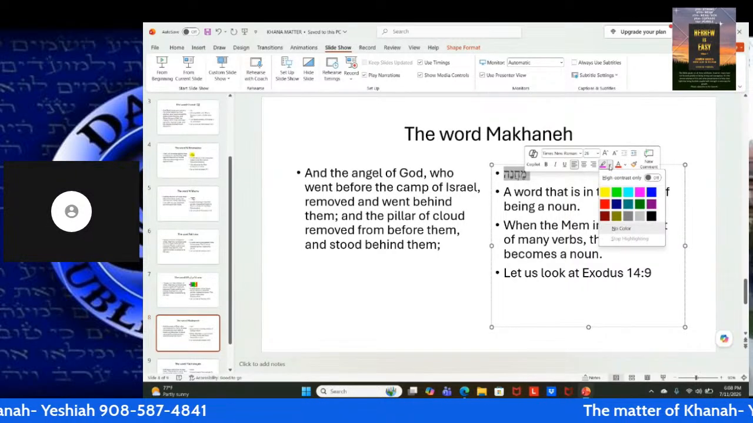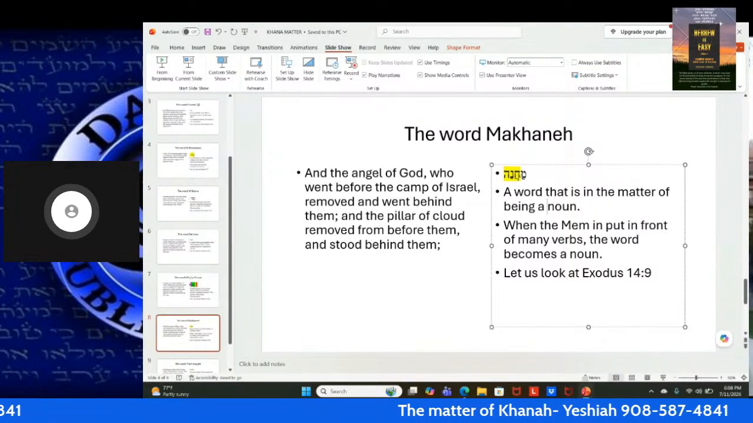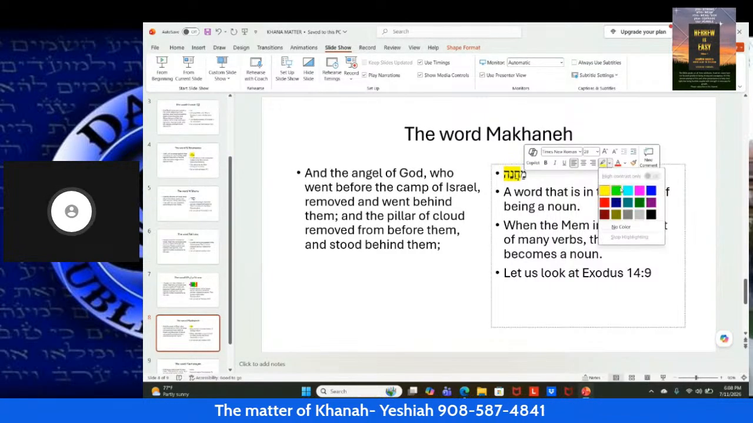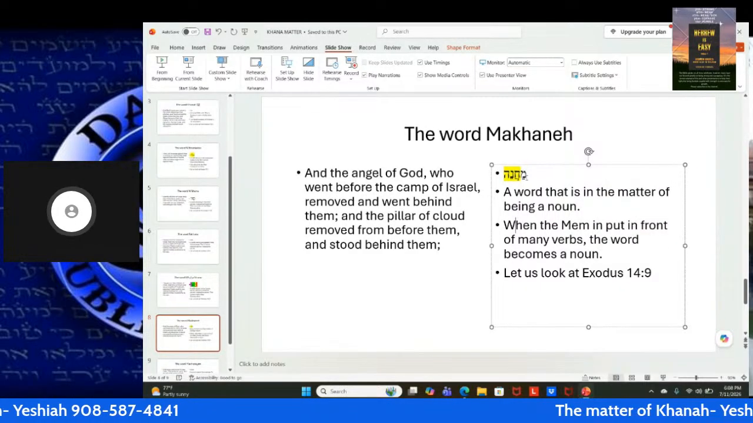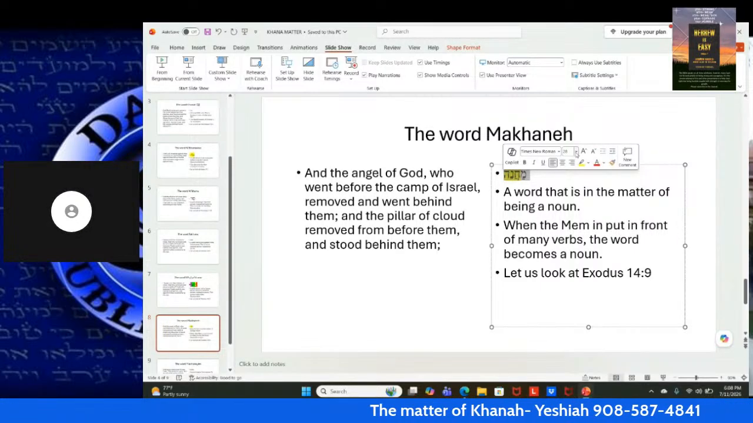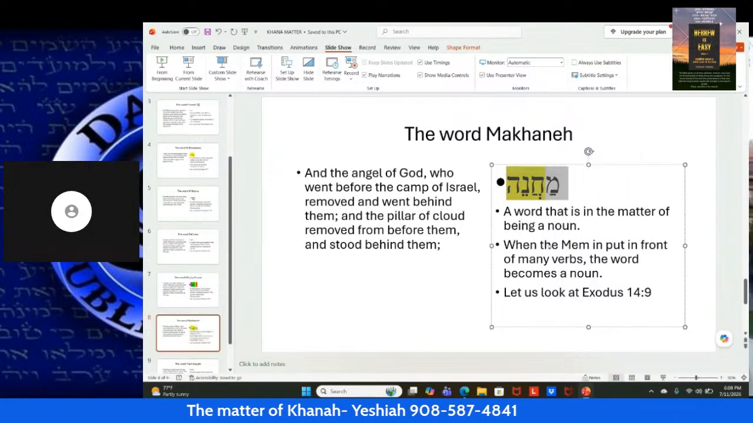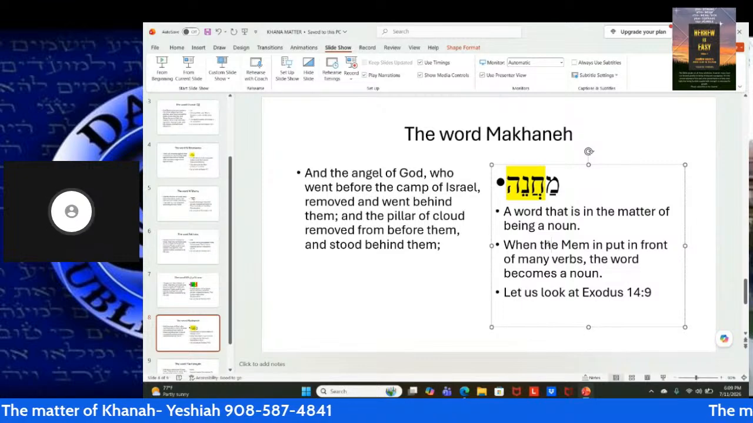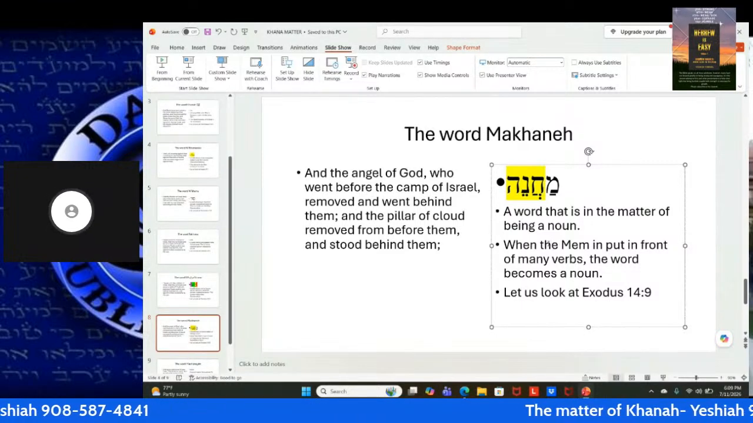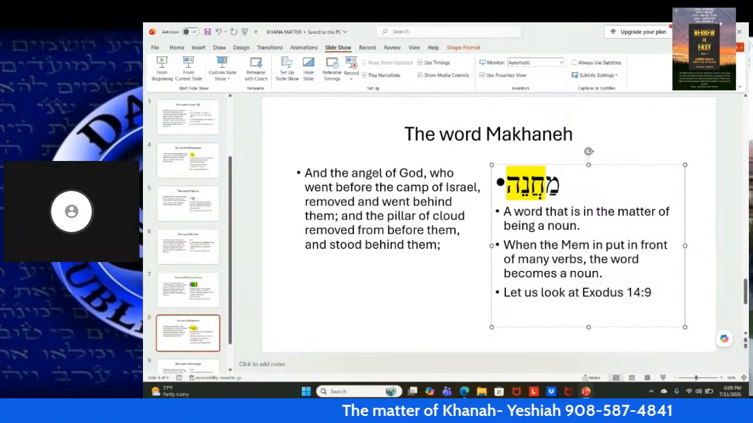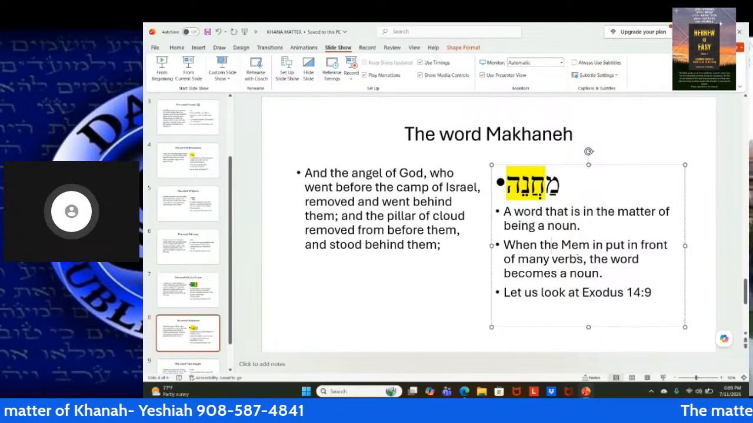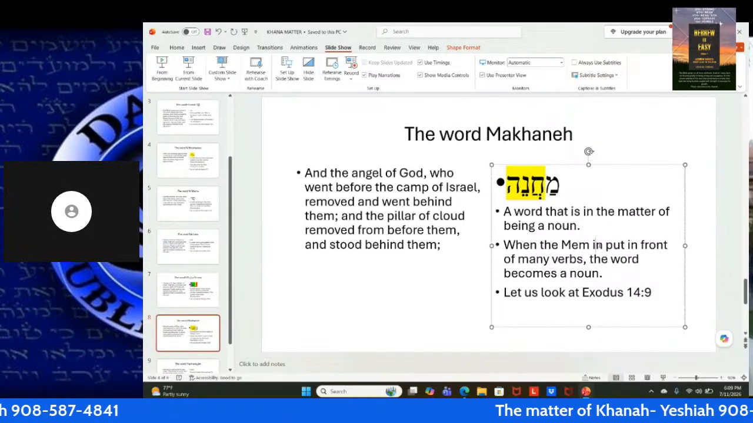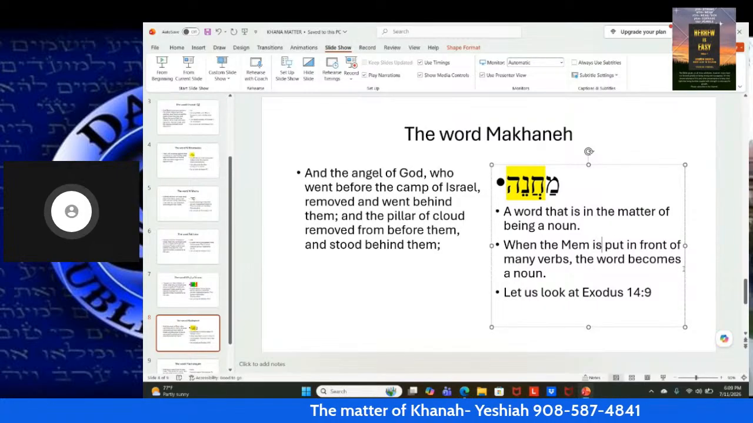Let's show this there like that. Okay, cool. And the mem, we just going to leave the mem as is, but we do want to enlarge this. All right. Now, this is the word here, makane. All right. The word makane means camp, brothers and sisters. All right. For those who are interested, a word that is in a matter of being a noun. When a mem is put in front of many verbs, the word becomes a noun.